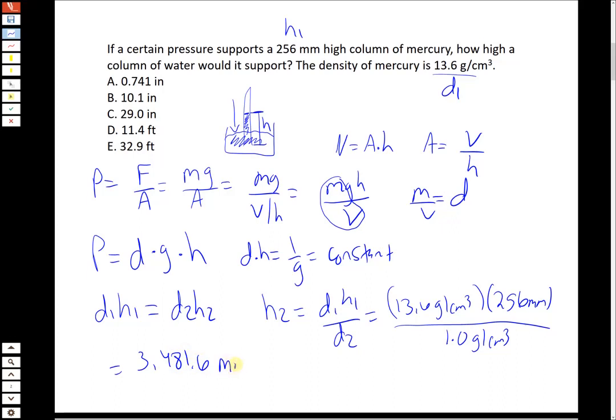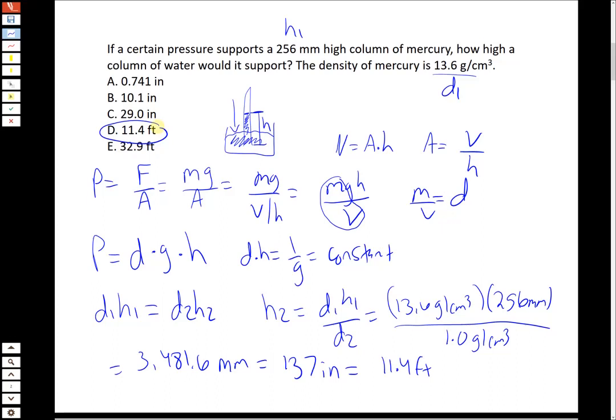3,481.6 millimeters. Now the next annoying part about this question is that all the answers are in different units. So for millimeters we have them in inches and feet. So in inches we're going to take that number and divide it by 25.4 to get it from millimeters to inches. So this is 137. We'll just keep three significant figures like all the answers. That's 137 inches. That doesn't match any of the answer choices. Then we divide that by 12 to get it to feet, and that comes out to 11.4 feet. Alright. So that would be answer choice D.